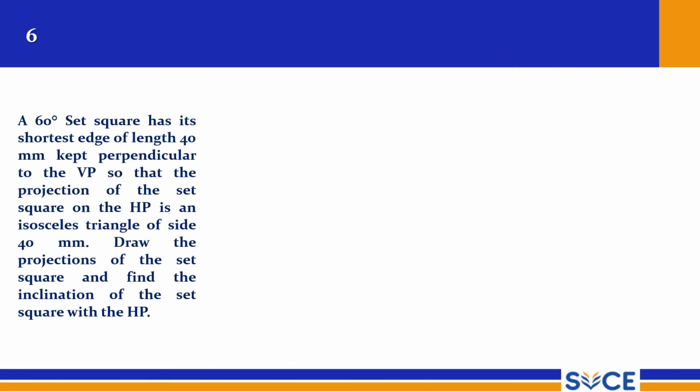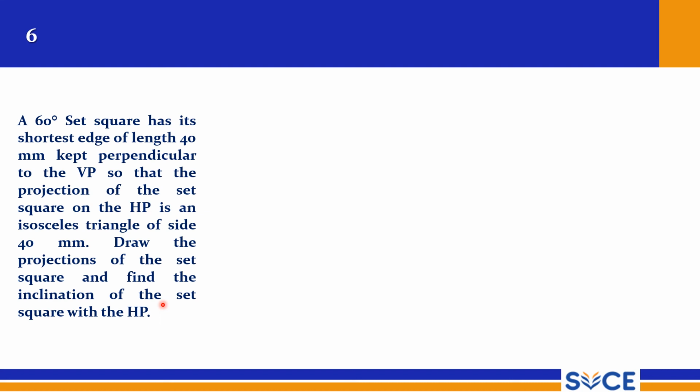Sixth one, a set square, right? It is a set square that has a shortest edge of length 40 mm kept perpendicular to VP, so that the projection of the set square on the HP is an isosceles triangle. So in an isosceles triangle, two sides will be equal, of side 40 mm. Draw the projections of the set square and find the inclination of the set square with the HP.